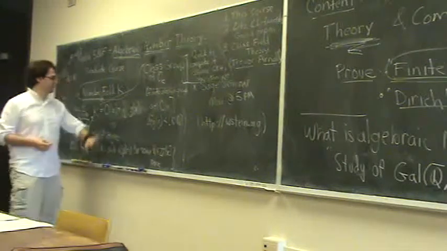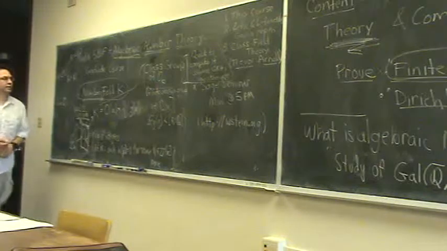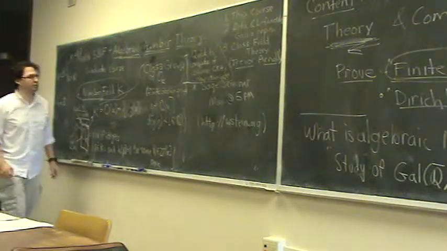So algebraic number theory is about number fields, rings of integers, class groups, and there's actually more structure. There's more and more structure the closer you look.